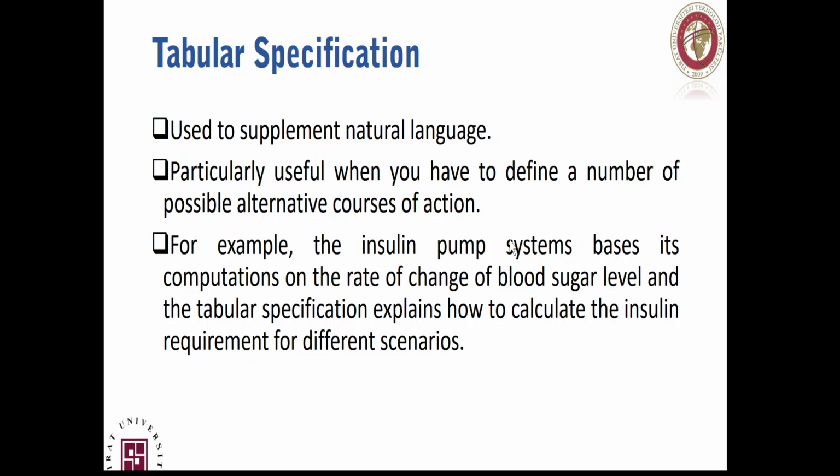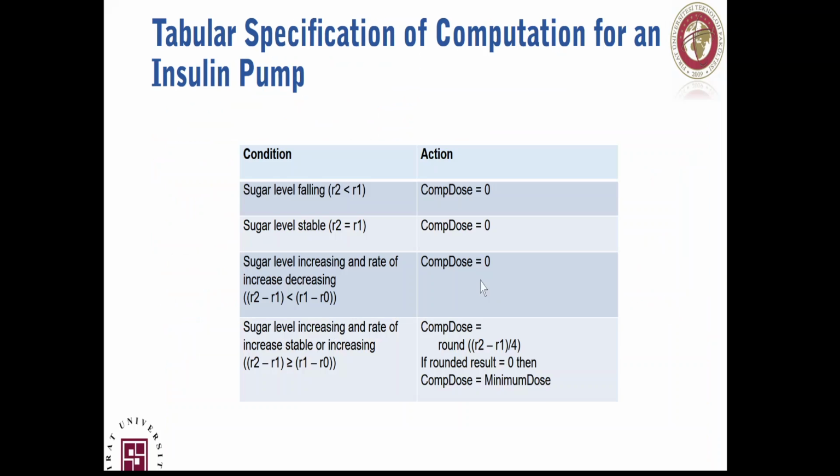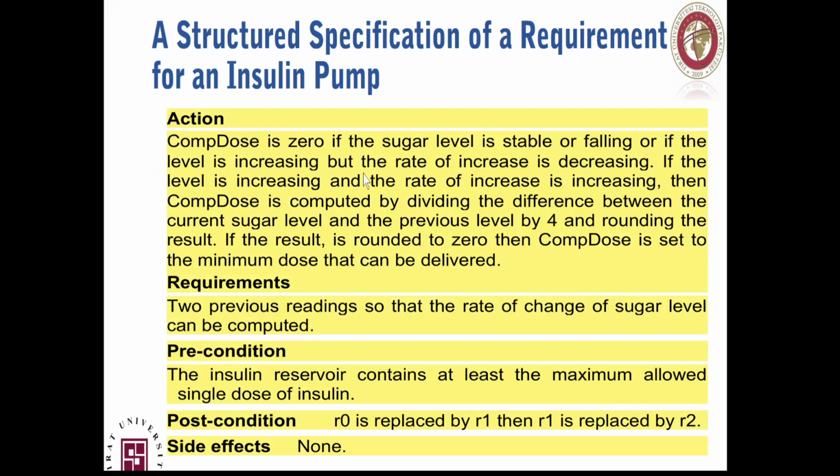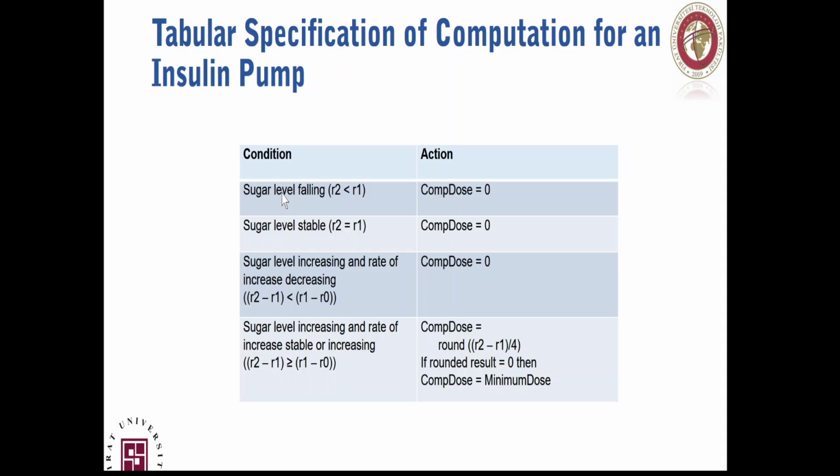So this is exactly one of the good examples of the scenario. Now look at the tabular specification. We take one tough representation of action, and then we represent it in a tabular form. Now look at the condition. We have an action and condition. If sugar level is falling, how do we know it is falling? That means the current reading is less than the previous reading. Well, if it is falling, then we don't need to provide any dose. Dose is 0. That means the sugar level is fine. If the sugar level is stable, also if the current reading is equal to the previous reading, then the dose is 0, so we don't have to provide anything.